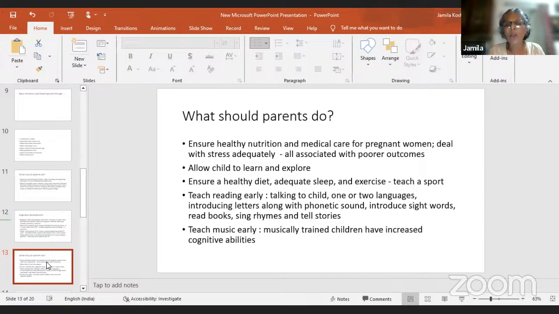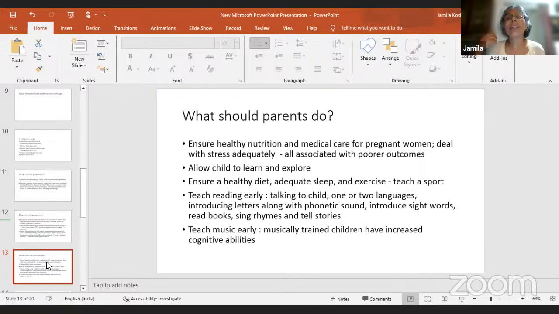Once a child is born, ensure a healthy diet, ensure adequate sleep and exercise. Okay, this is very important. Exercise is important, and adequate nutrition and adequate sleep. All these things are important in the development of the brain. Along with, when you talk about exercise, it's important to teach them a sport. Okay, teach them one or the other game, some kind of sport. Physical activity tends to develop the brain as well.